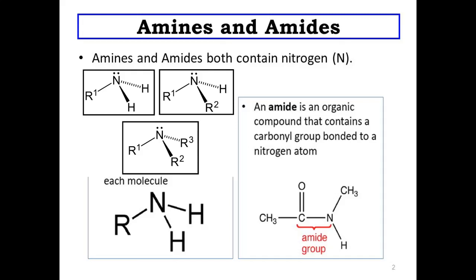An amide should look just like an ester-ish compound to you, except the nitrogen in place of the oxygen. So the nitrogen is connected directly to a carbonyl group, to a carbon with a double bonded oxygen. So the nitrogen doesn't have the double bonded oxygen, but it is connected to a carbonyl, and that makes it an amide.